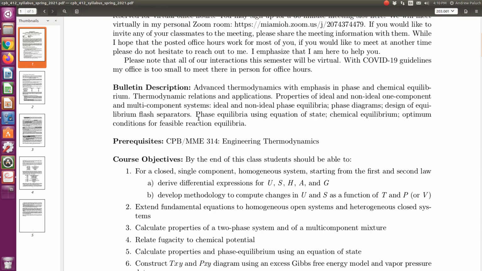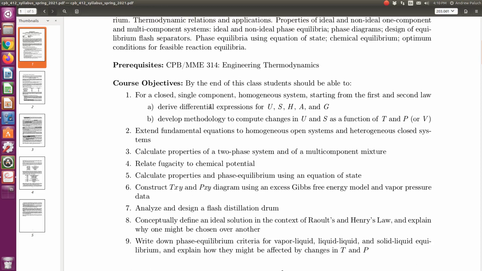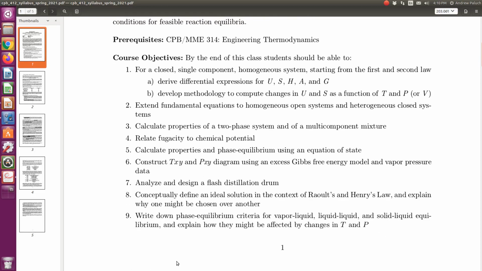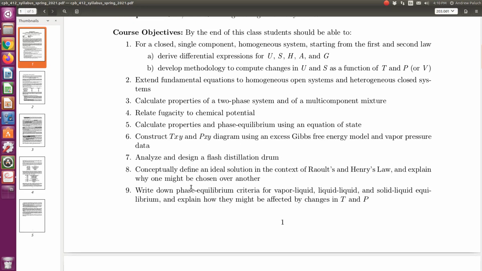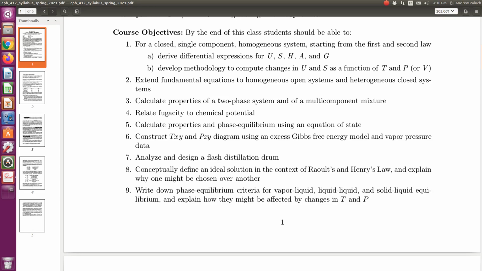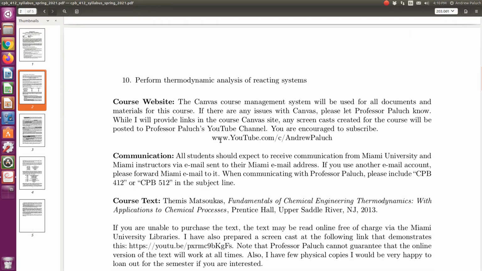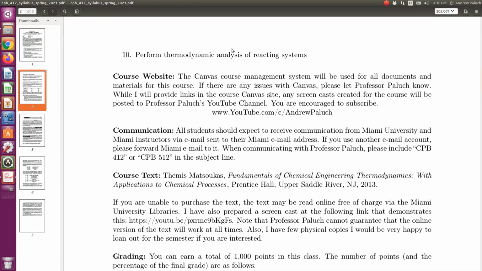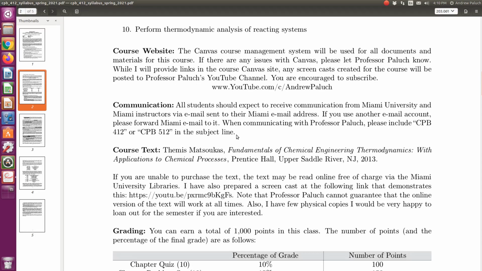In the syllabus, you can read over the bulletin description again, and then the course descriptions, or the course goals or objectives. We'll take a look at the Canvas page in a minute, but there's also a link to my YouTube channel. Note with regards to emails, I'm assuming that everybody checks their Miami email.